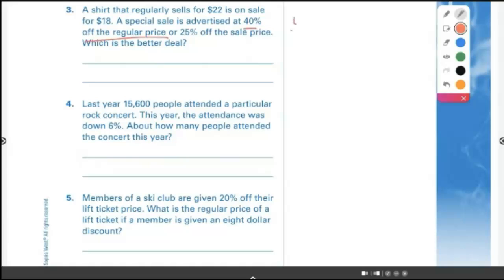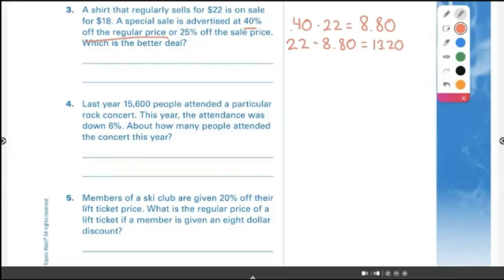So 0.40 times 22, what does that give us? Okay, so that gives us $8.80. That is our discount, but what do we pay? We have to do 22 minus $8.80. What do we get? Yeah, $13.20. This is what we pay.